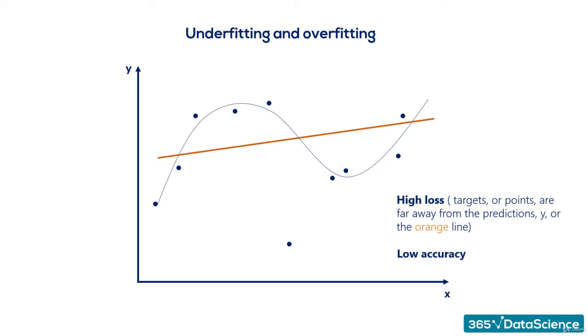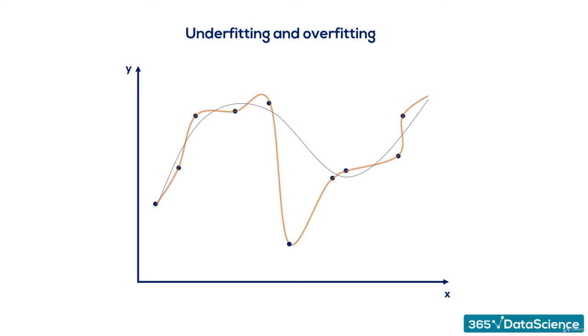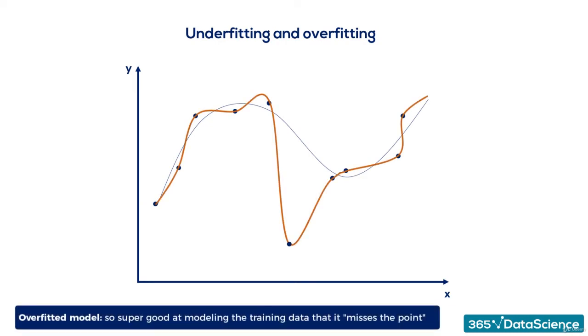Alright, let's check an overfitted model. Here it is. Now that you see this picture, we can say overfitting refers to models that are so super good at modeling the training data that they fit or come very near each observation. The problem is that the random noise is captured inside an overfitted model.